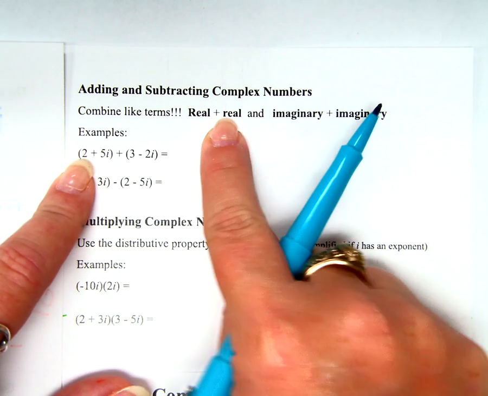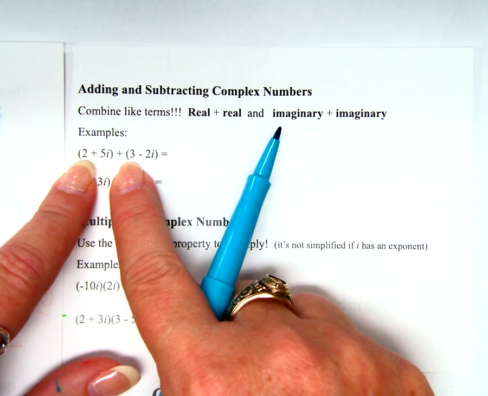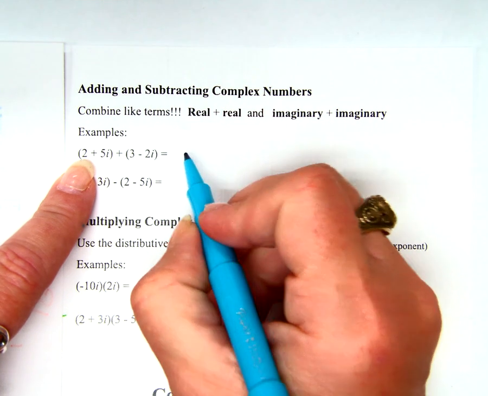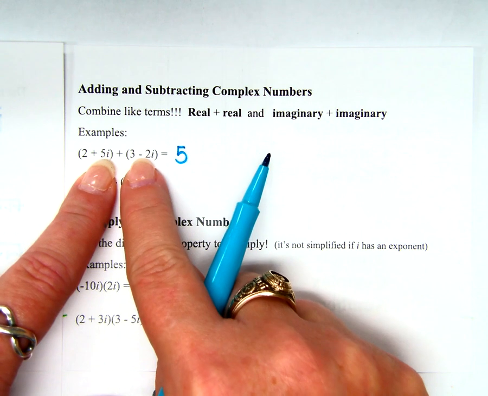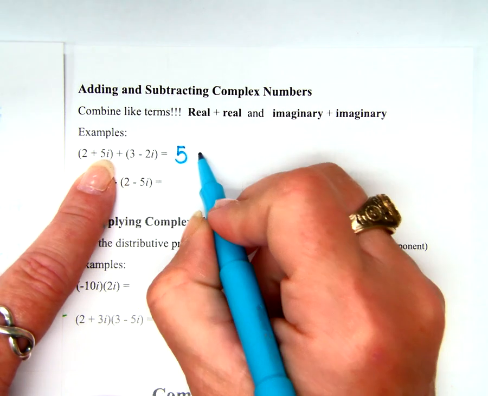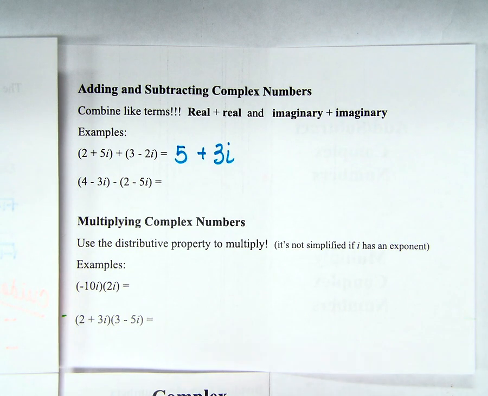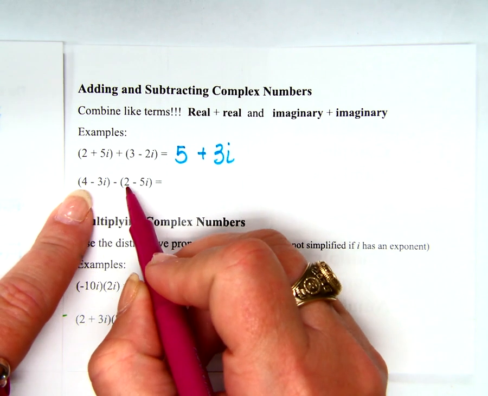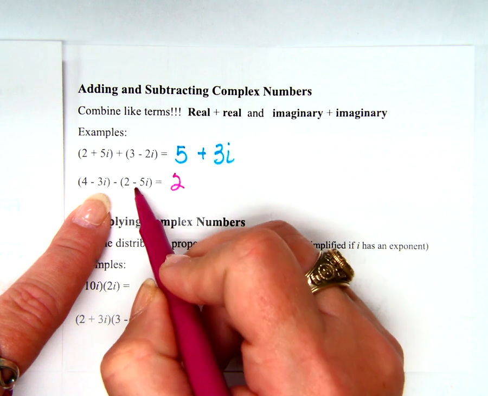Okay? Real plus real, imaginary plus imaginary. 2 plus 3. Okay, that took entirely too long. You're scaring me a little bit. 2 plus 3 is 5. Okay. 5i minus 2i. Okay, that was much better. Excellent. And that's it. 4 minus 2. Excellent. Negative 3i minus negative 5i.